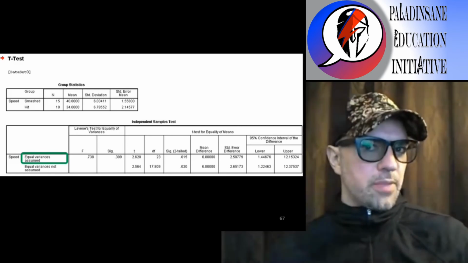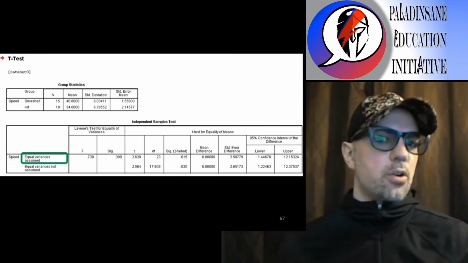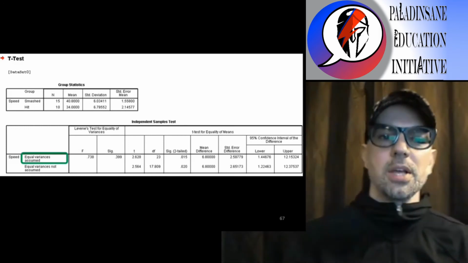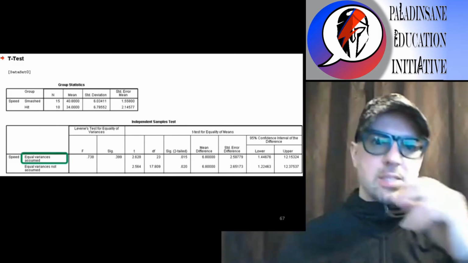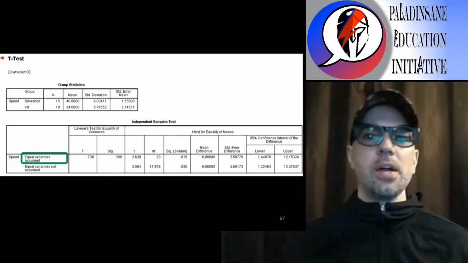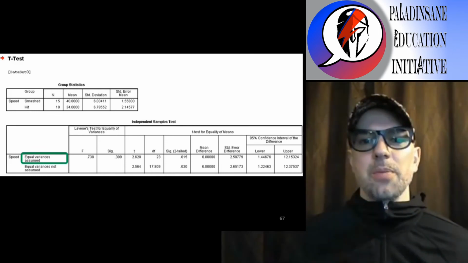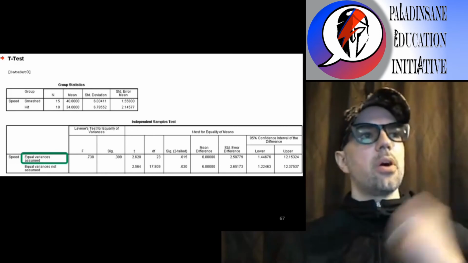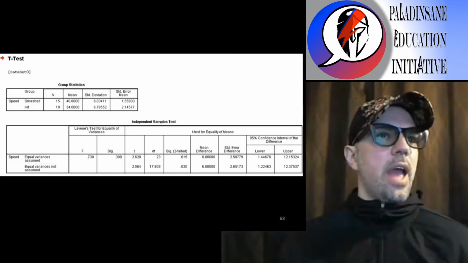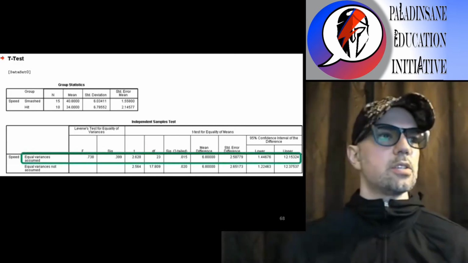In Introduction to Statistics, you learn about equal variances assumed. In your graduate school work in statistics, you'll learn about equal variances not assumed. Because this is the intro, we're going to stick to that top row. In the real world, most of the time, you're going to stick to the top row. In graduate school, you'll find out why. But we're going to keep it as simple as we can. We're going to stick to that top row, equal variances assumed. All right, so we have this entire row of data. That's what we're going to be looking at, that equal variances assumed row.